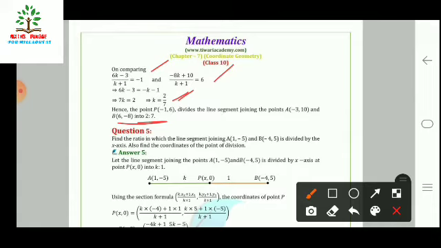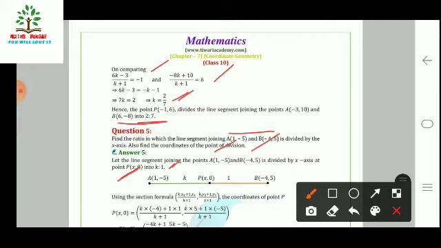Now question number 5: find the ratio in which the line segment with coordinates A(1, -5) and B(-4, 5) is divided by the x-axis. Also find the coordinates of the point of division. Looking carefully, it is divided by the x-axis. When we say the x-axis, it means the y coordinate will be 0. So the coordinates of P, since it is on the x-axis, are (x, 0). We have to find the ratio also. Let the ratio be k is to 1.